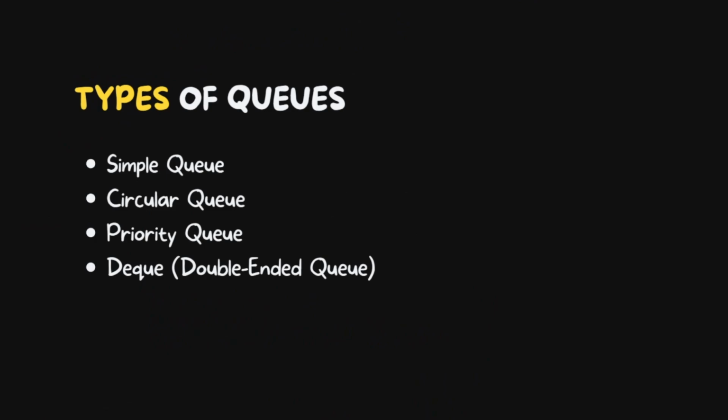Queues come in different types, each suited for specific tasks. First one is simple queue, the basic FIFO structure. Second one is circular queue. The last position connects back to the first, useful for optimizing memory. Third one is priority queue. Elements are processed based on priority, not just order. Fourth one is deque, a double-ended queue that allows additions and removals from both ends. Understanding these types helps you choose the right queue for the job.